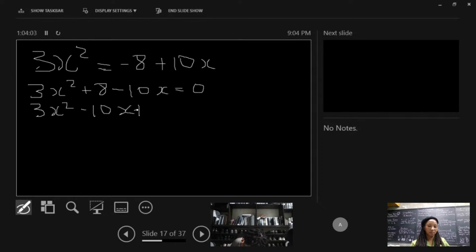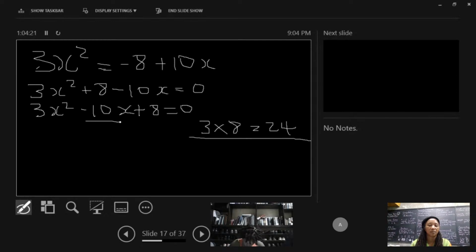Okay, which we then multiply the 3 and the 8 together, which will give 24. Then we're going to try and find the factors that give negative 10.